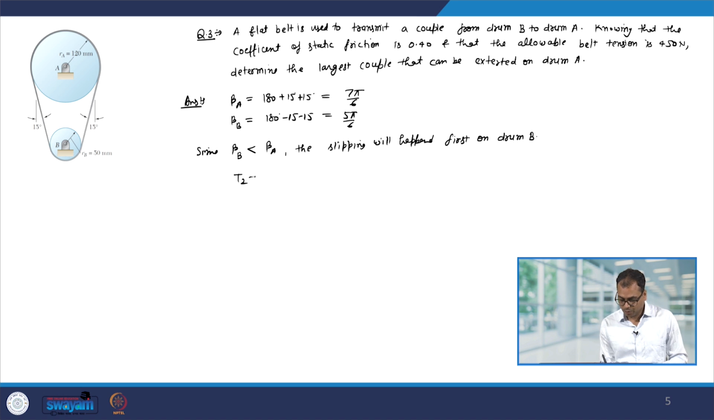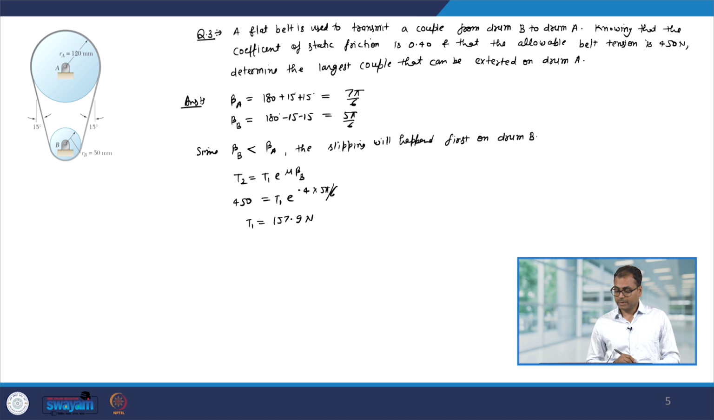Okay. So, we use T2 equal to T1 e to the power mu beta B, and T2 is given, it is 450 equal to T1 e to the power mu, which is 0.4, into beta B, equal to 5 pi by 6. This gives you T1 equal to 157.9 Newton.